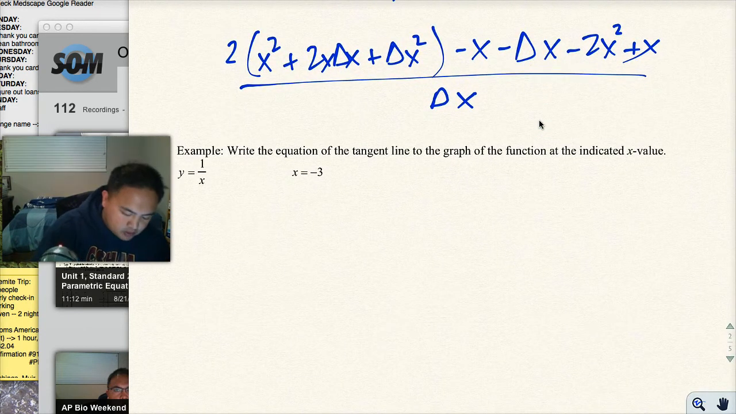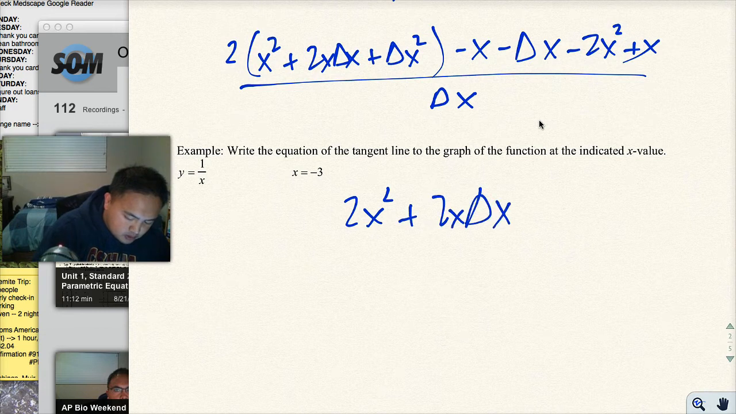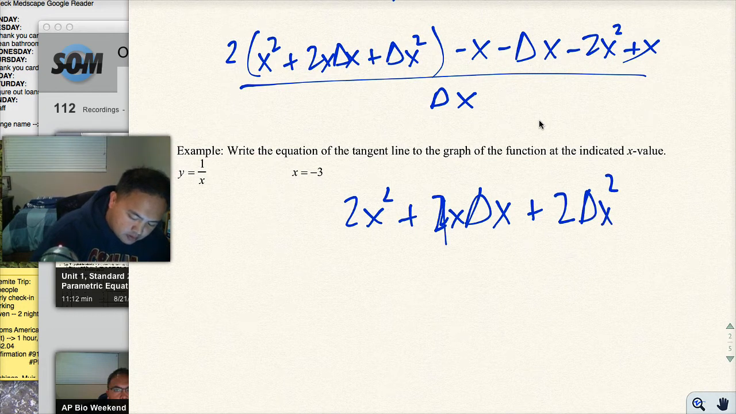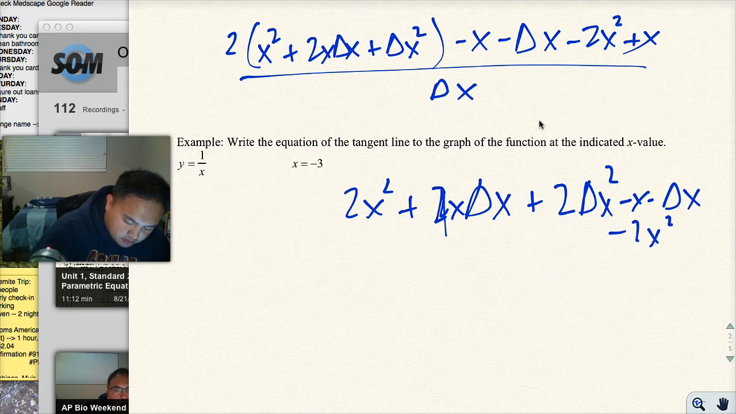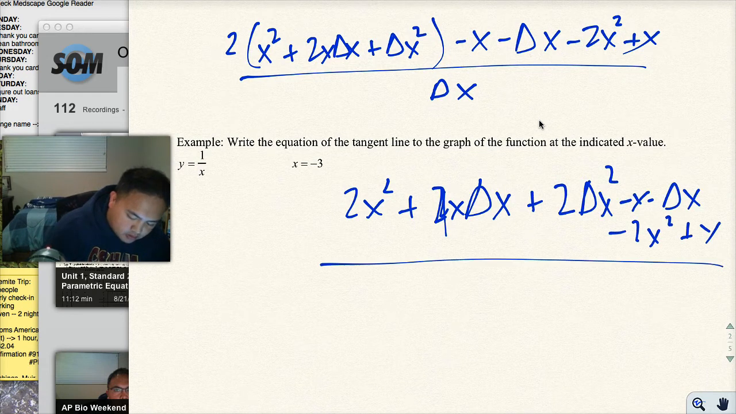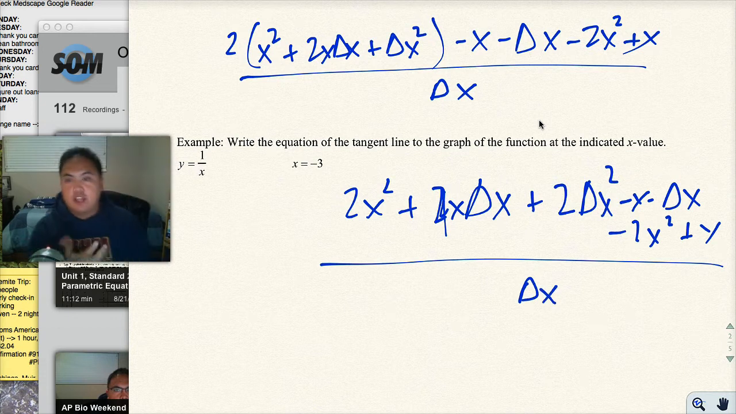I'll multiply out this 2x squared plus 2x delta x plus 2, oh sorry, there should be 4, 2 delta x squared. And then I have a minus x minus delta x minus 2x squared plus x over delta x. So I know I did that really fast. All I did was repeat what I wrote up top.